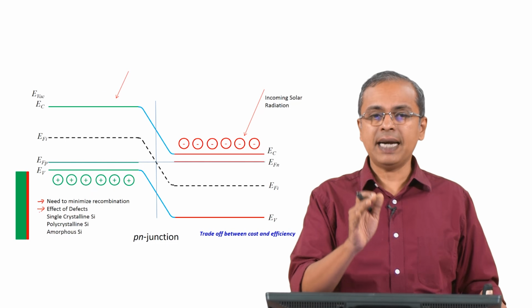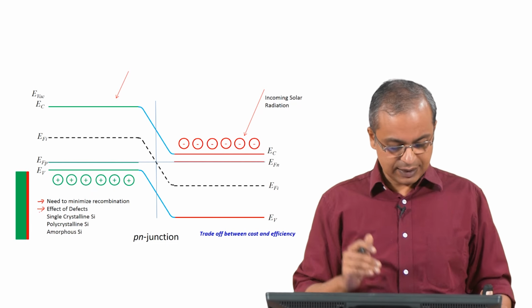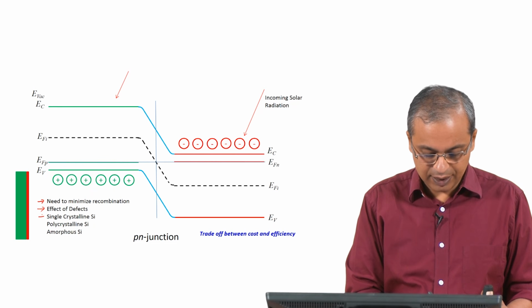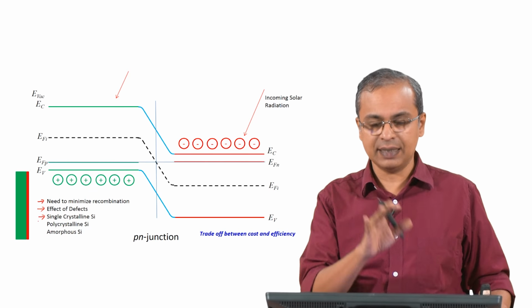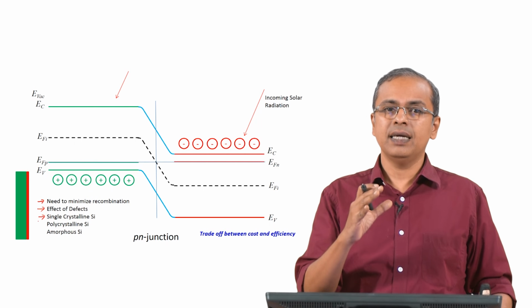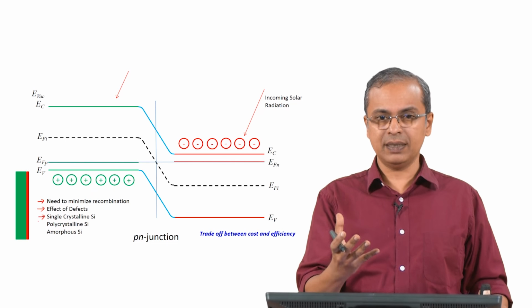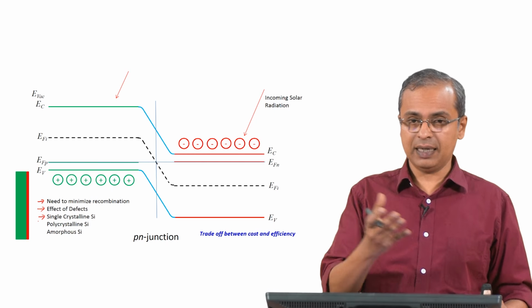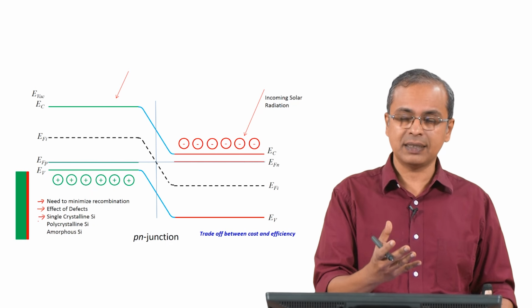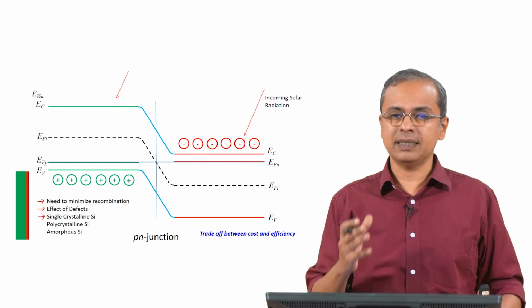So the presence of defects is a bad thing in a semiconductor, and that is the specific reason why there is such interest in using single crystalline silicon. If you think within the silicon system, single crystal silicon is distinctly the better sample for creating a solar cell. But as I mentioned in our earlier class, when you do single crystalline silicon, simply because of the process involved in creating it, it is expensive.